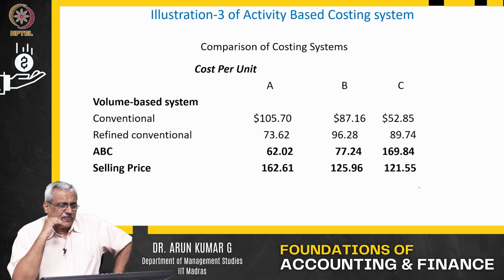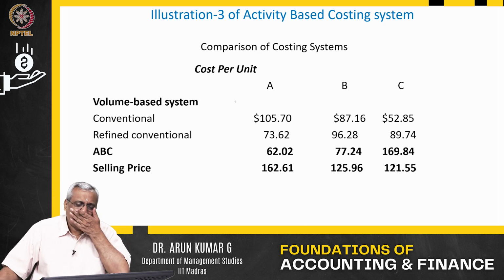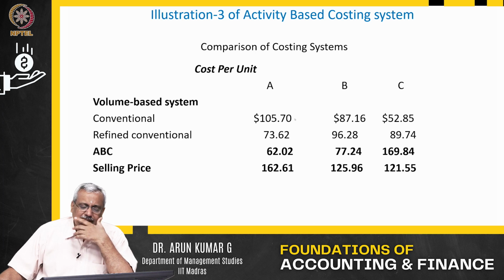Now let me go back. I am just comparing here. What did I compare? I compared the conventional first method. You said the cost of A is 105, cost of B is 87, cost of C is 52, and you had your selling price out there, whatever, 162, 125 and so on.